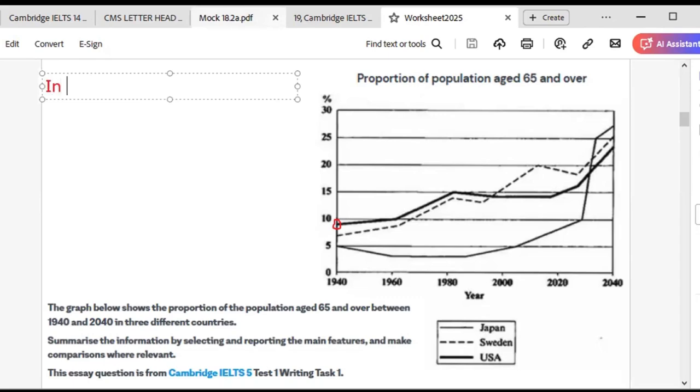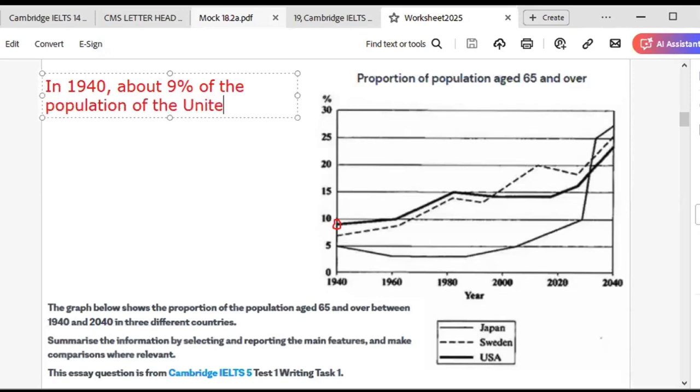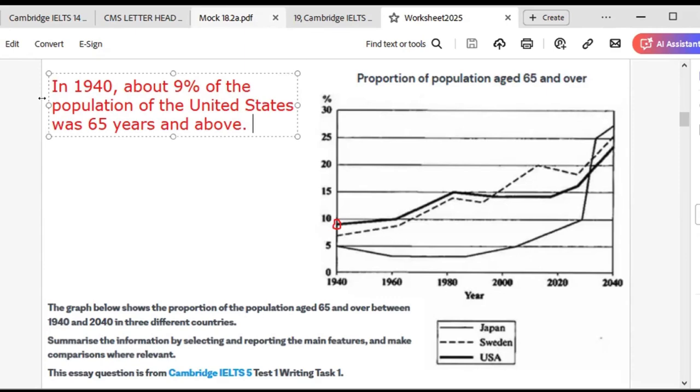So here it says that what? In 1940, about 9% of the population of the United States was what? 65 years and above. Can you see? 9% of what? Of the population of the United States. Okay, that's how you write it. Proper interpretation of percent. That is proportion of population. 9% of the population. I just put the to show that I'm referring to a specific country. 9% of the population. I did not say 9% of the elderly people.